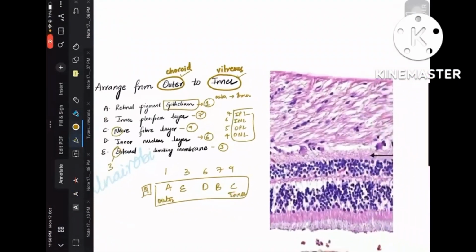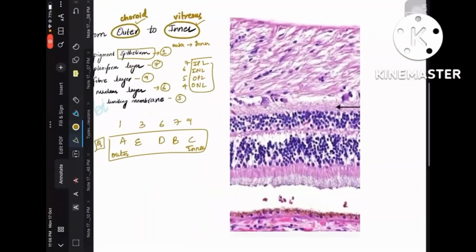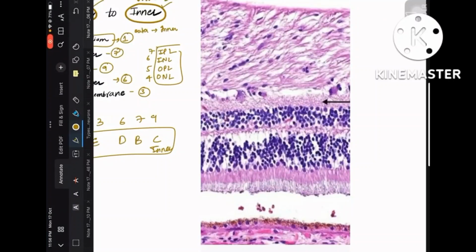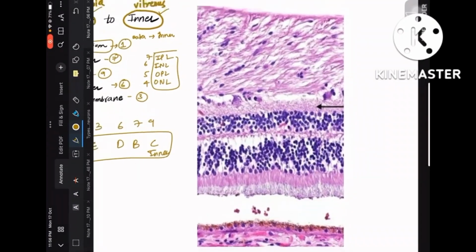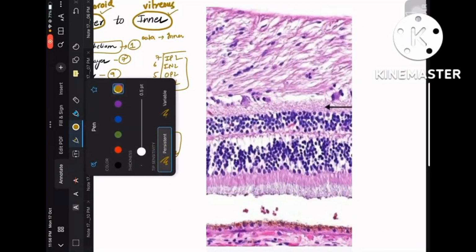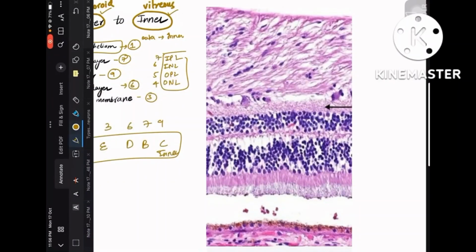Now I have explained that histology diagram, right? So answer this for me. Think about the answer in your mind and I'll reveal the answer in a second or two. So look at this diagram here. And what is this layer? This pointed layer they are asking.